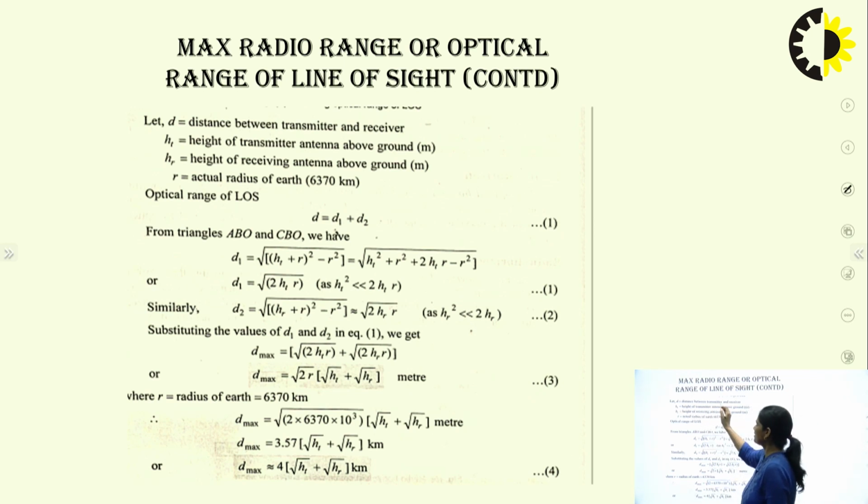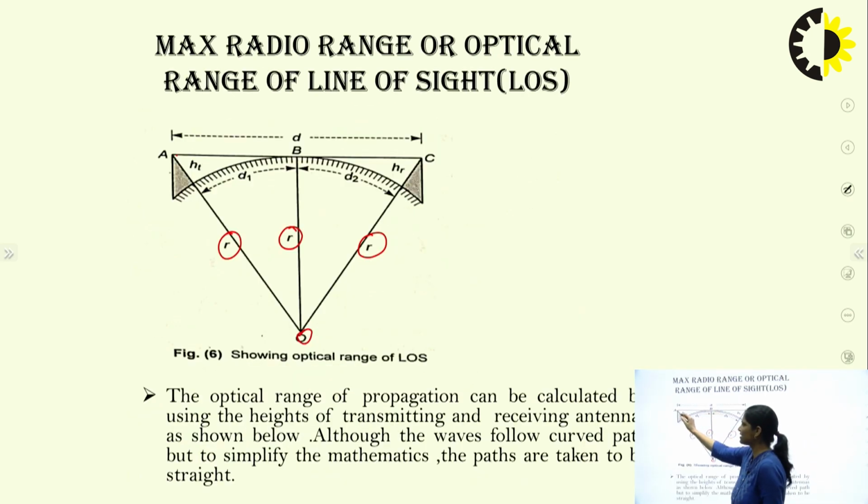D is the distance between transmitter and receiver. HT is the height of the transmitting antenna from the ground. HR is the height of the receiving antenna from the ground. R is the actual radius of the earth, that is 6370 km. In the figure, this D is the distance from the transmitter to the receiver, and this is your earth. The height of the transmitter above the earth is HT, and the height of the receiver above the earth is HR. The distance from transmitter to receiver is represented by D. The radius R runs from the transmitter to the origin and from the receiver to the origin.